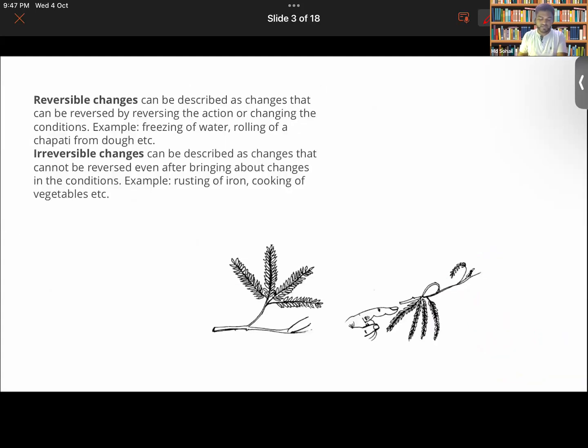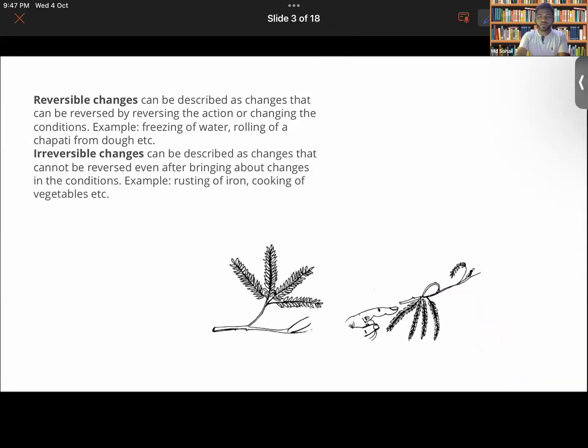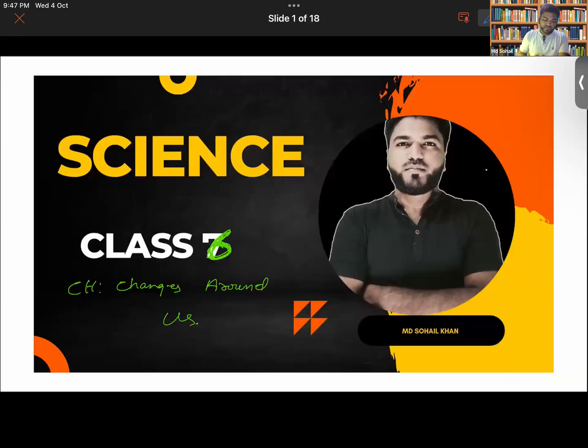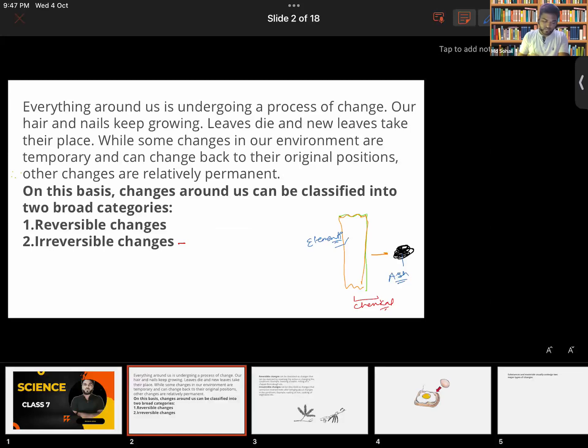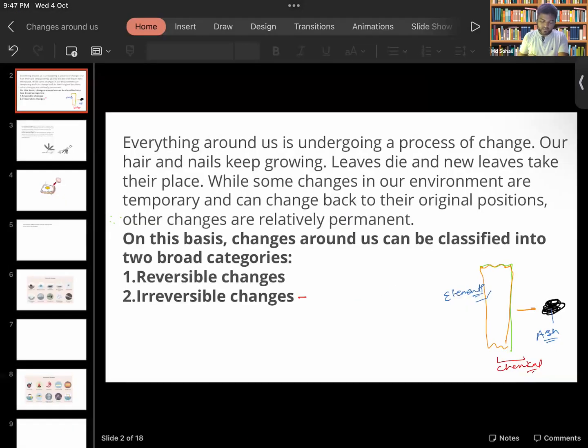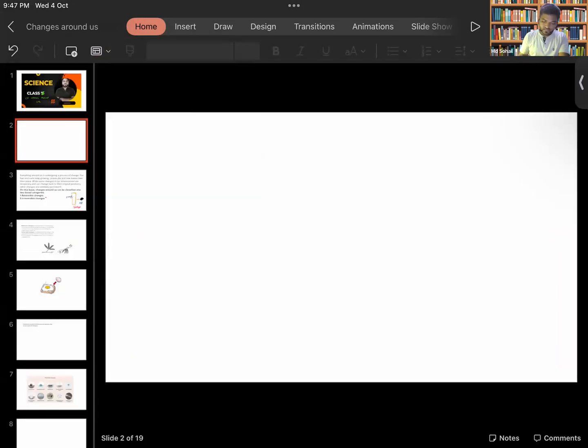So reversible changes are there and irreversible changes are there. Also, first let's talk about the change that is happening, why it's occurring. What is the cause behind the change? A few moments ago I mentioned it. Will you please repeat that? We can bring about a change in a substance by certain ways. What were those ways?